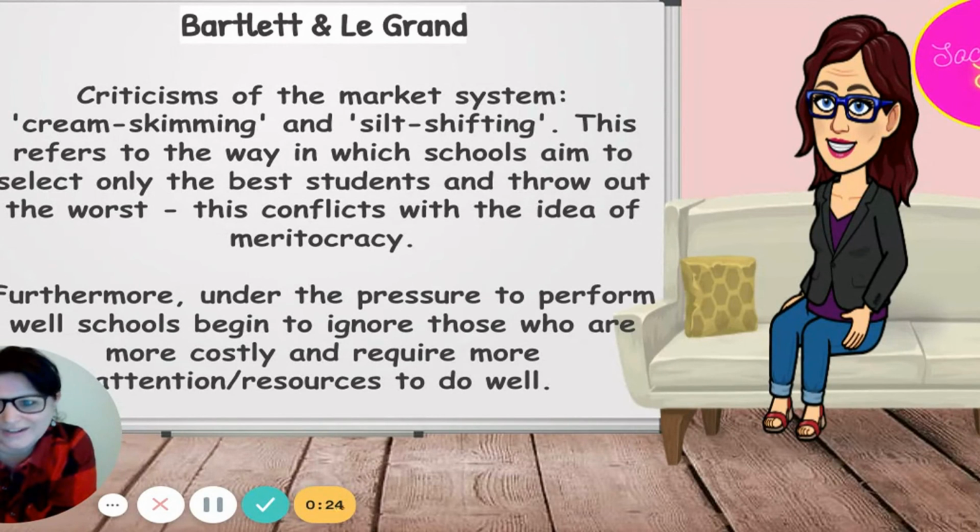So Bartlett and Legrand are unpicking quite a lot of things that maybe Chubb and Moe's theoretical take on this doesn't highlight or maybe overlooks. So you've got two theories there that you can really contrast against each other in one paragraph to show analysis, and you can unpick them to show that balance and evaluation that's needed for the top mark bands.